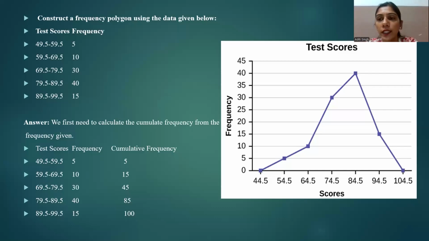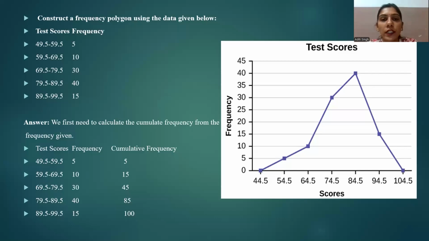How can we calculate the class marks? Class marks will always equal upper limit plus lower limit divided by 2. This is the formula for calculating class marks. The marks of all the classes are marked on the horizontal x-axis. It is also known as the mid value of every class.